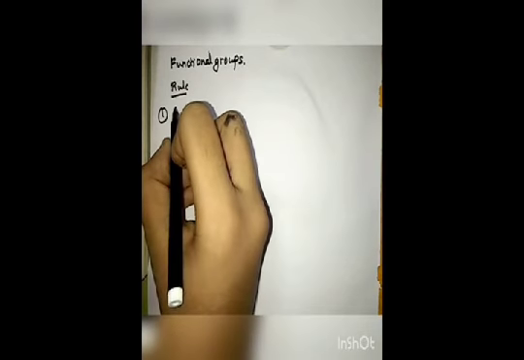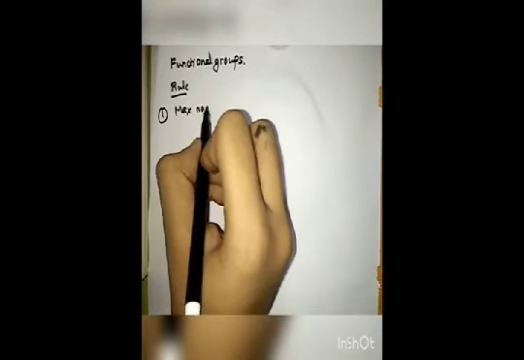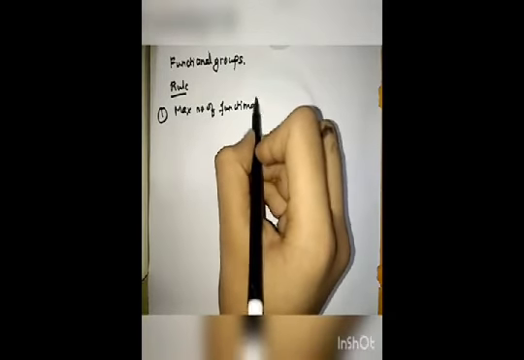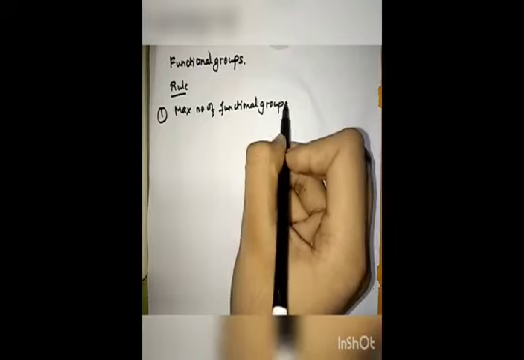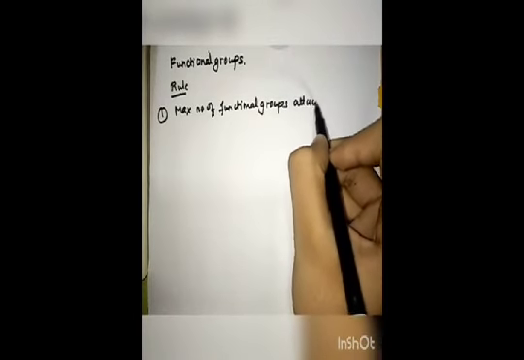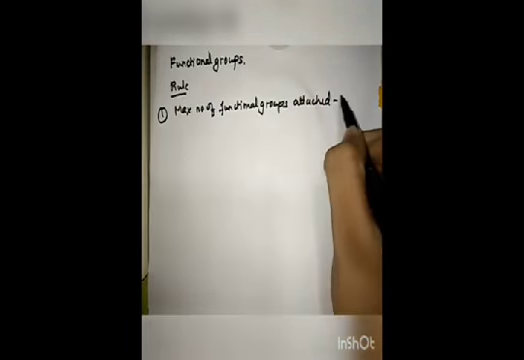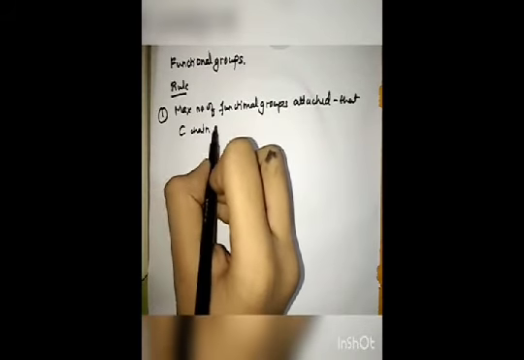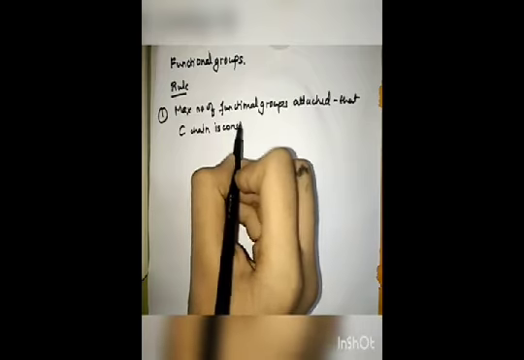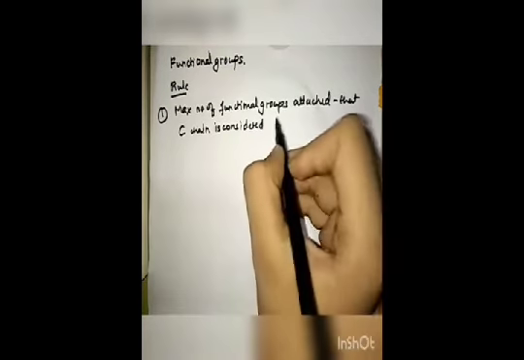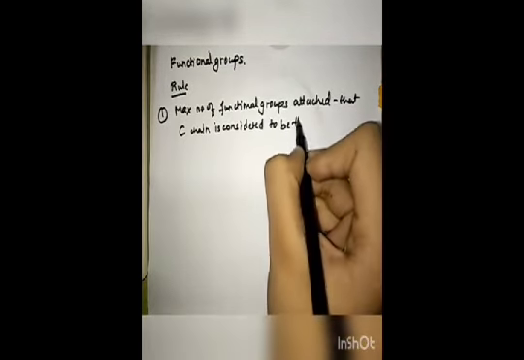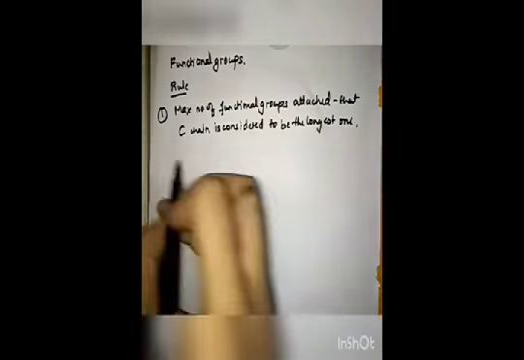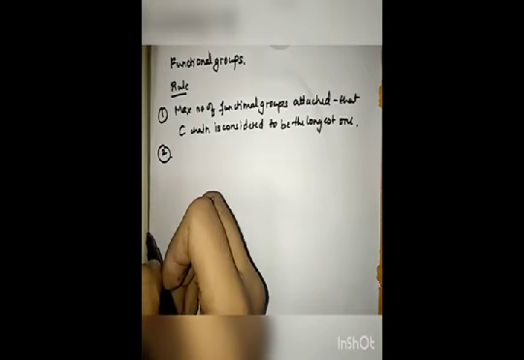So the first rule being, maximum number of functional groups attached, that carbon chain is considered to be the longest one.